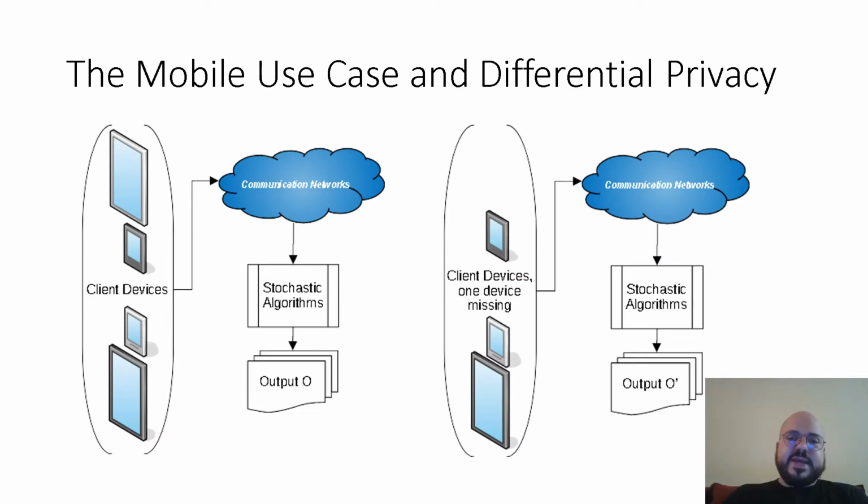Basically, to ensure differential privacy, we want to make sure that removing a single device from the network does not change significantly the output of the algorithms. The change is governed by the privacy budget epsilon. So an attacker can't really be sure if the change in the output was caused by the removal of a single individual or by the natural error of statistical procedures.